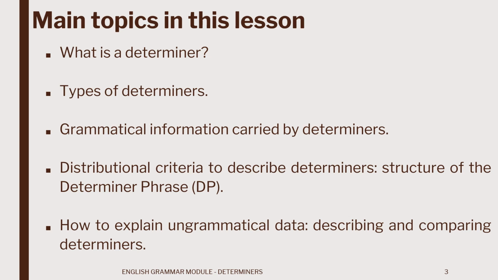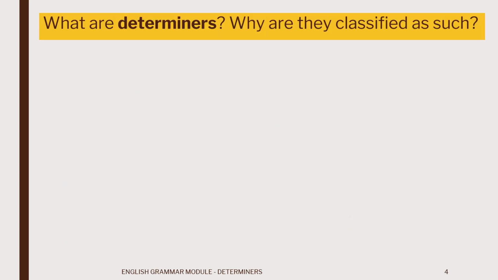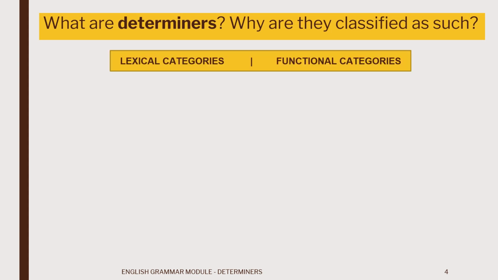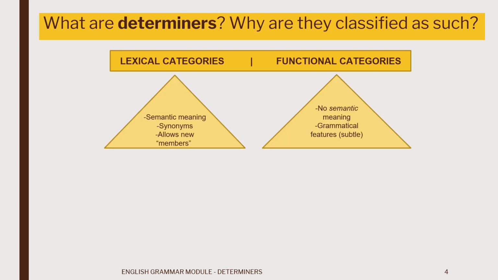And by the end of the lesson, we are going to explain how to work with grammatical data, how to describe determiners and how to compare determiners to other word categories. So, what are determiners and why are they classified as such? To answer these two questions, we first need to recall the distinction between lexical categories and functional categories. We will focus on lexical categories first.